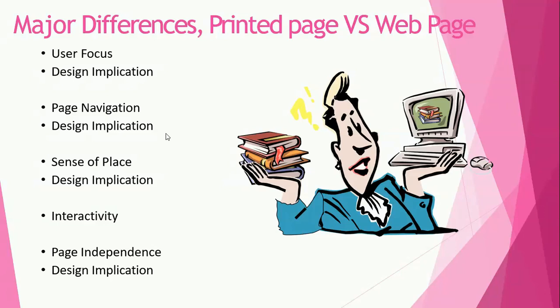User focus. Printed pages present people with an entire set of information. So let us see how you read the information on a printed page. Some printed pages may be read sequentially. For example, a novel may be read sequentially. You cannot skip any pages if you are reading a novel.